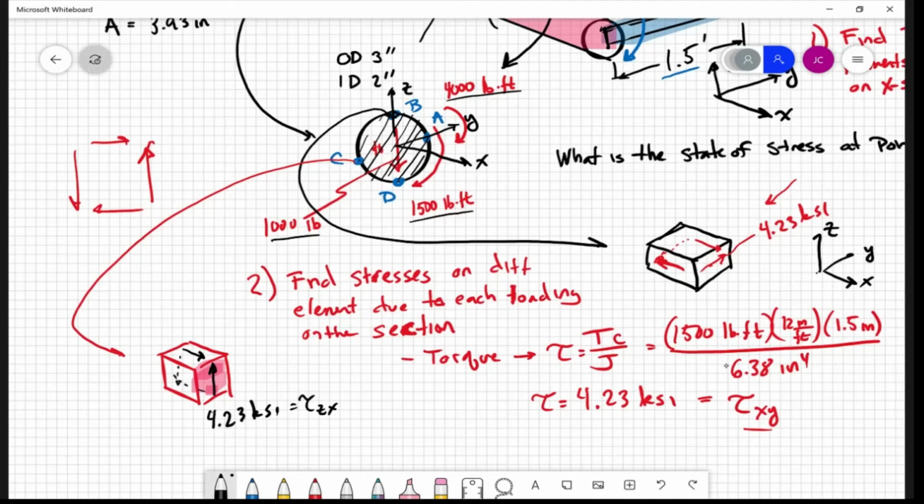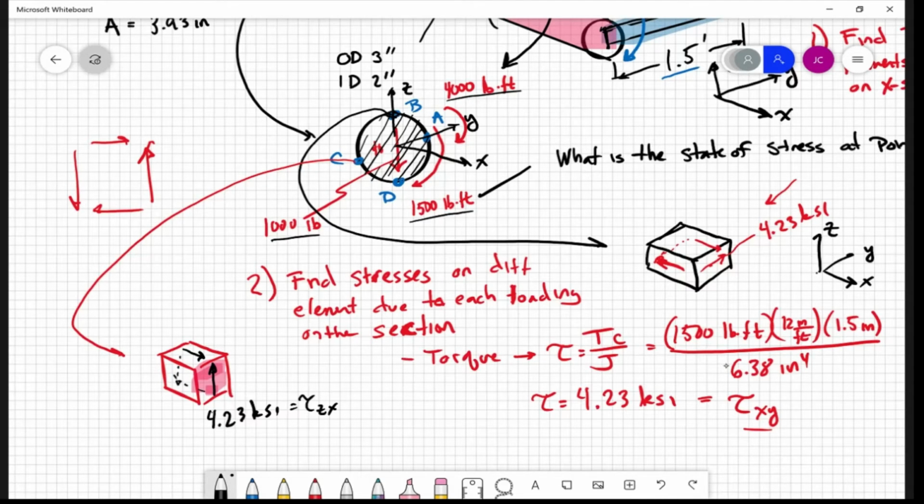That's why I say, like when I was talking about the bullets, being able to visualize how the combined loading acts on a point is really the most important bit here. Okay? All right. So that's the torsional stress. Right. Fine. We got that.